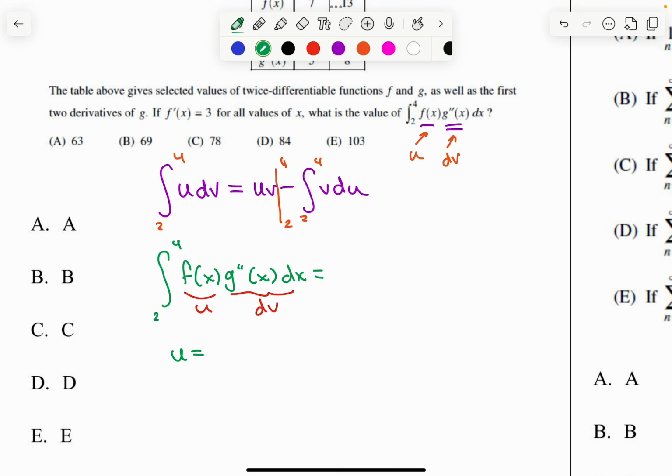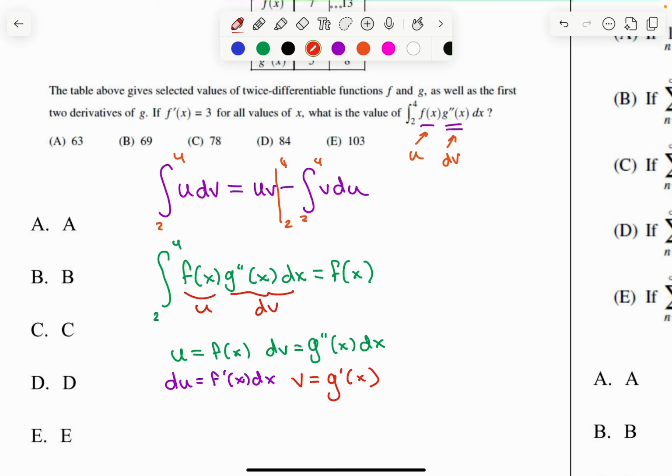Okay, so let's see. We get u is equal to f of x, and dv is equal to g double prime dx. We take a derivative, so du is equal to f prime of x dx, and then we take an antiderivative, and that would just be g single prime. And then we apply our formula. So this is uv, so that's f of x times g prime of x. Okay, that's uv minus the integral.